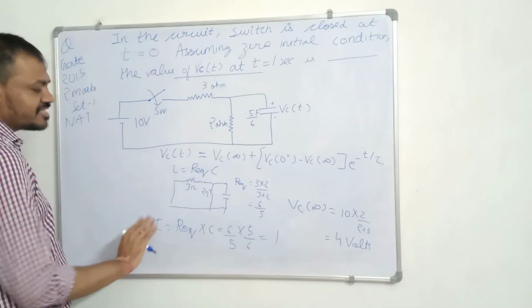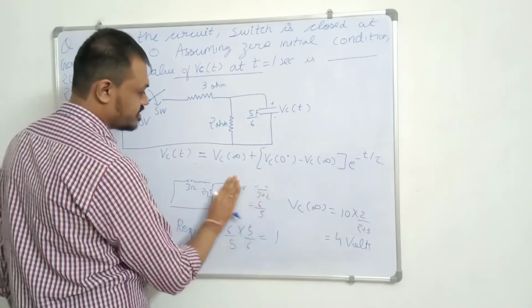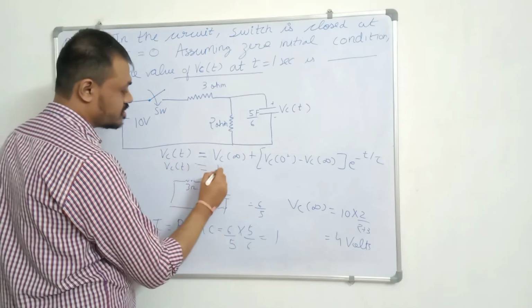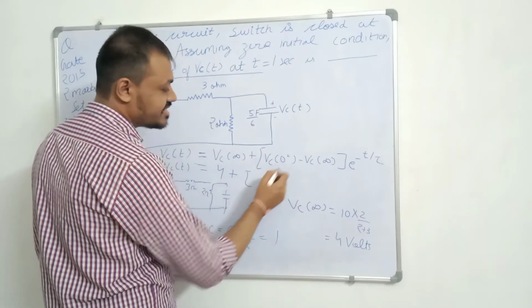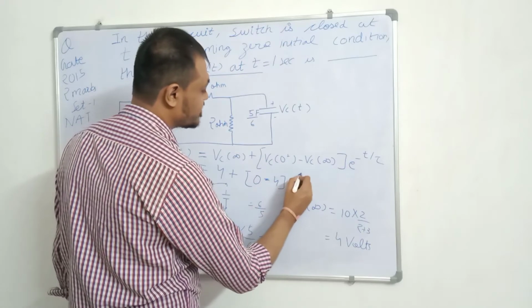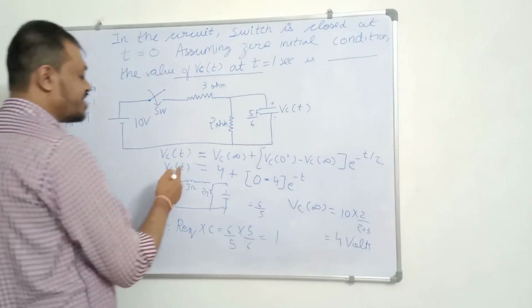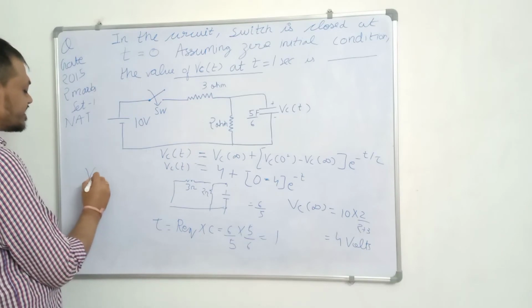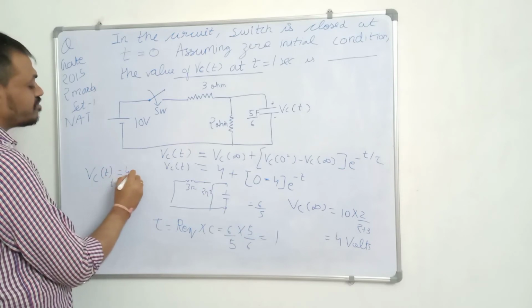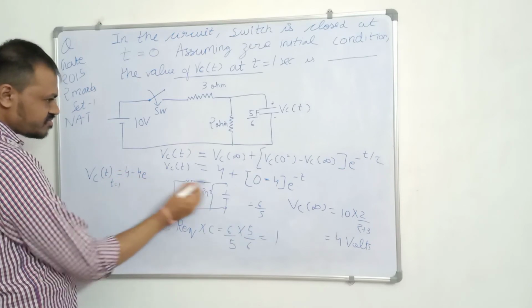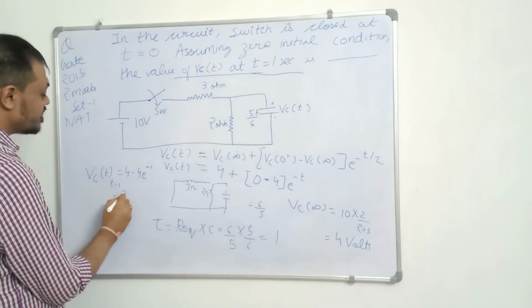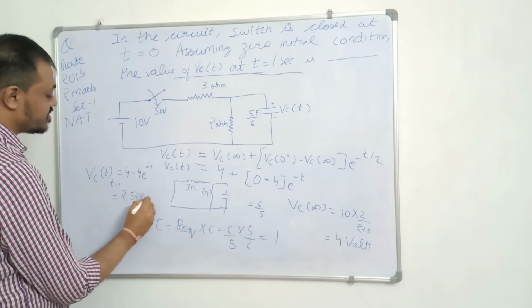So we just have to put these values here. Vc(infinity) is 4 volts. So Vc(t) will be equal to 4 plus Vc(0+) which is 0, so 4 minus 4 e to the power minus t, because tau we have found to be 1. And we have to find Vc(t) at t equal to 1. So at t equal to 1, 4 minus 4 e to the power minus 1. When you solve it, you will get 2.528 volts as the answer.